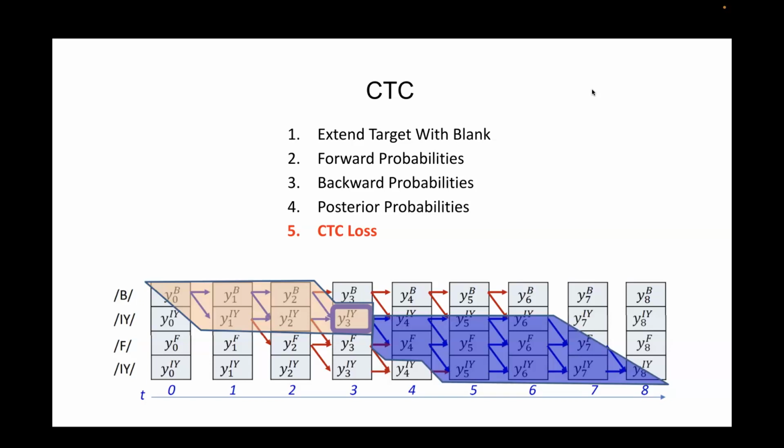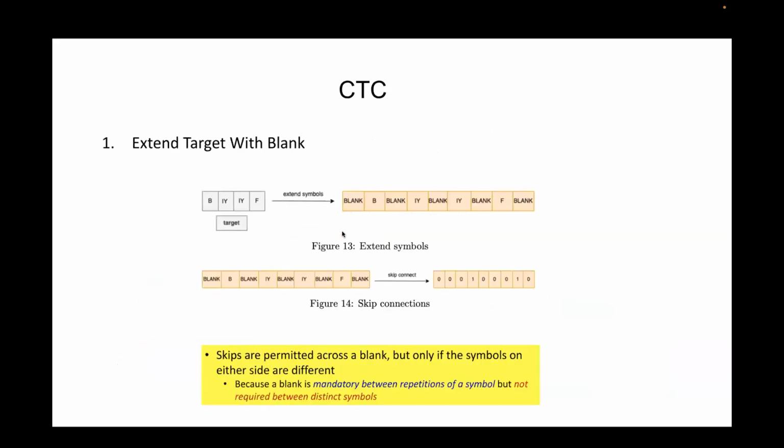To calculate the CTC loss, you require posterior probabilities. And to calculate posterior probabilities, you require the forward and backward probabilities. And to calculate these, you will need to implement the extend target with blank function as well. So in the first half, we will implement these 5 functions. Let's go over them one by one. The first step would be your extend target with blank.